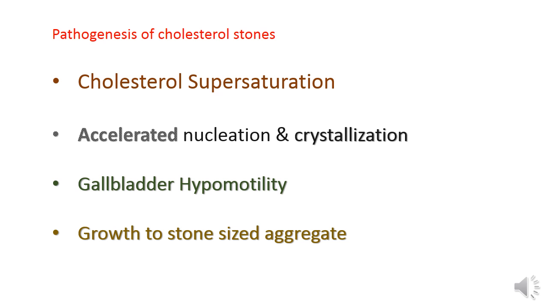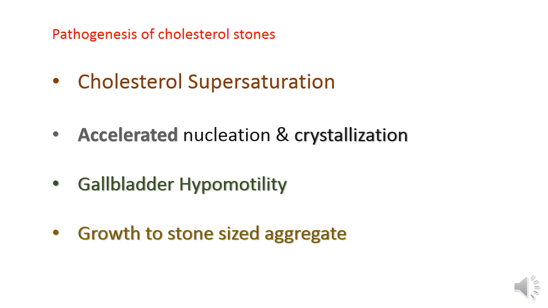Pathogenesis of cholesterol gallstones can be best explained with the help of four processes. These are cholesterol supersaturation, accelerated nucleation and crystallization, gallbladder hypomotility, and growth to stone-sized aggregate. Note that all of these four processes are not in any specific order as they take place simultaneously. So let's study each one of them one by one.